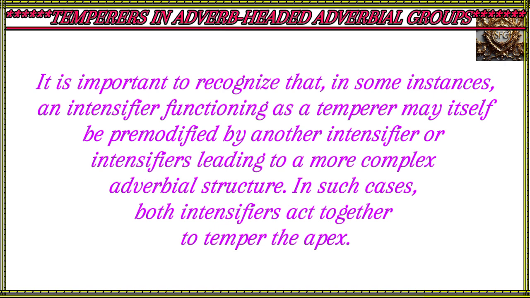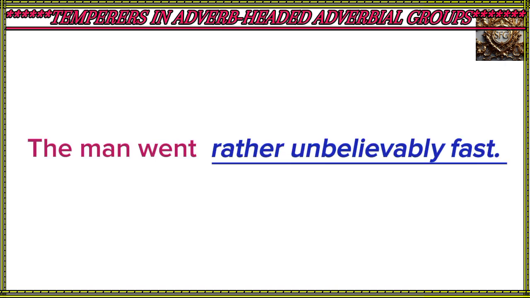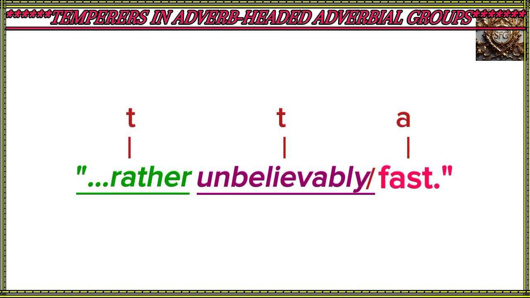Let's examine these examples. The man went rather unbelievably fast. Rather unbelievably fast, in this sentence, is an adverb-headed adverbial group. Rather, in this adverb-headed adverbial group, is an intensifier, premodifying another intensifier, unbelievably, within the group. Both rather and unbelievably now function together as temporers to intensify the adverb fast, which is the apex within the group.